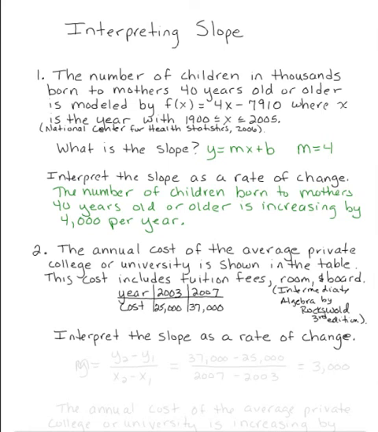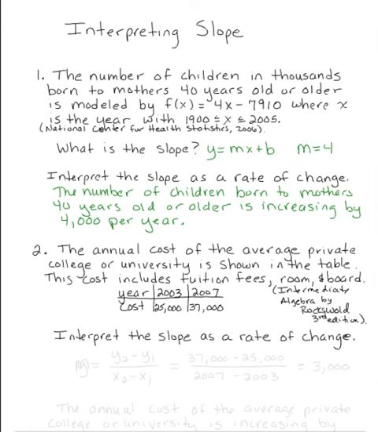Let's look at number 2. Number 2, we have that the annual cost of the average private college or university is shown in the table. This cost includes tuition fees, room, and board. So the table's given us 2 years and the cost. We've got the year of 2003, and that cost was $25,000. And then in the year 2007, the cost was $37,000.